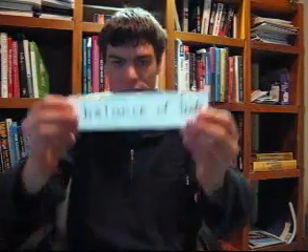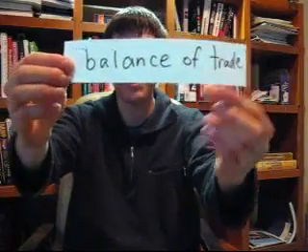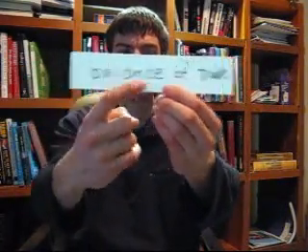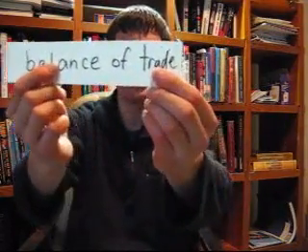So, what is included in GDP? Well, one of the things is called the balance of trade. Well, what is a balance? A balance, remember, is how much weight. So the balance of trade is how much buying and selling. So the balance of buying and selling.